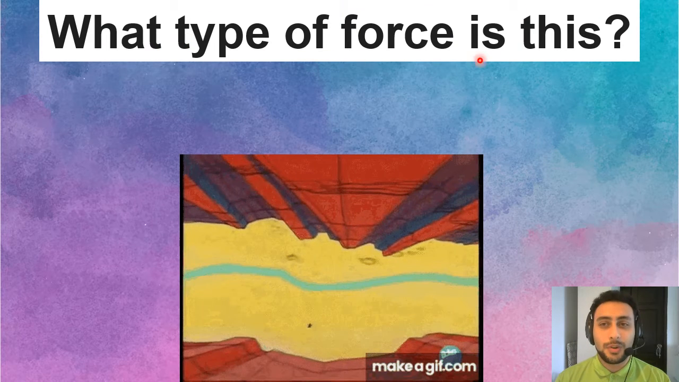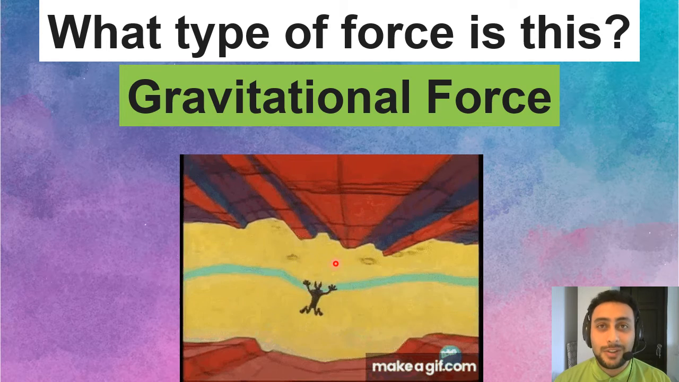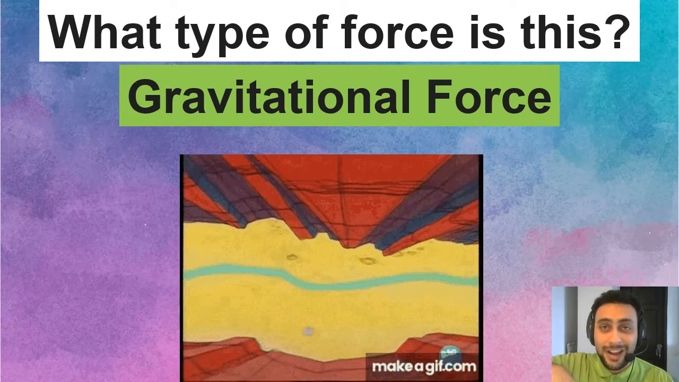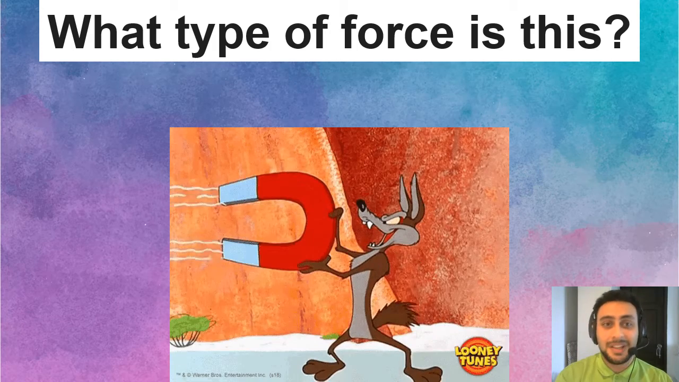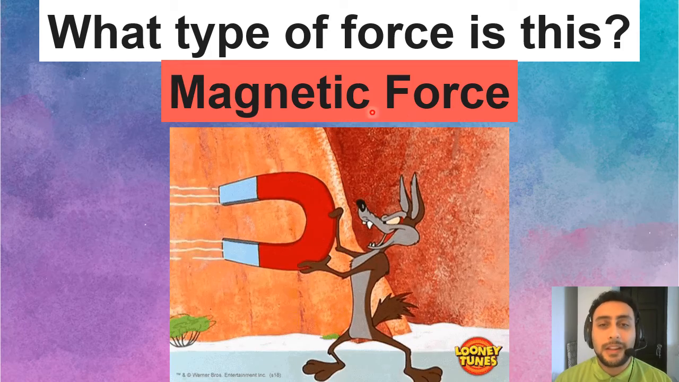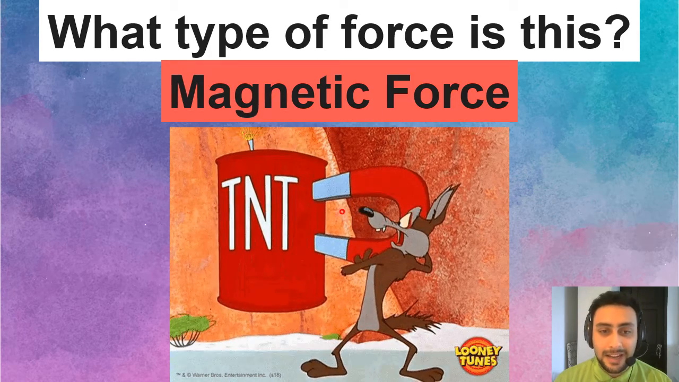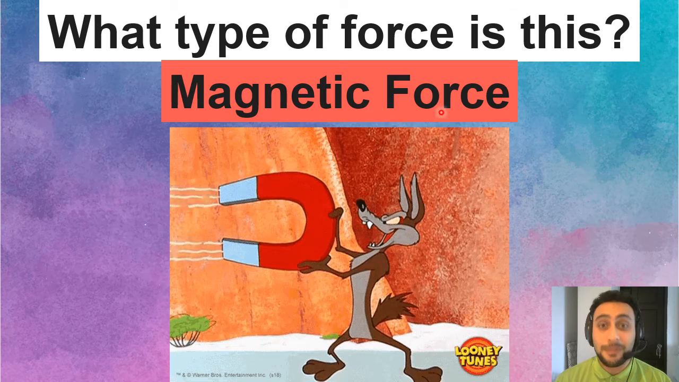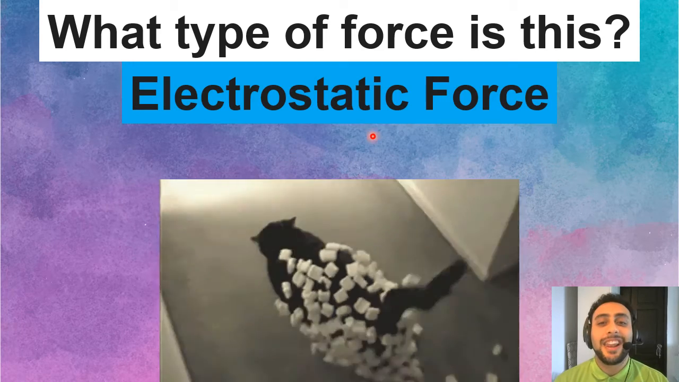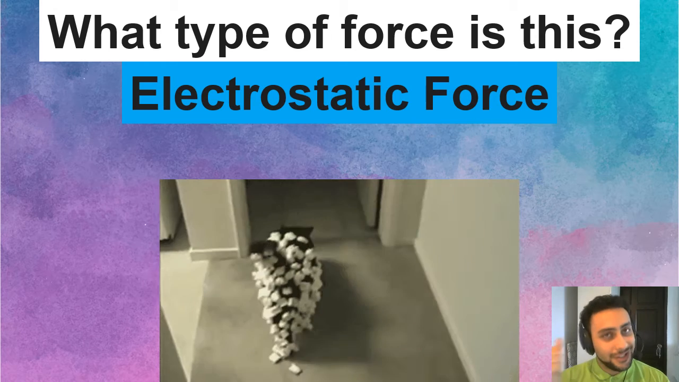Now, what type of force is this? Easy. It's gravitational force because he's falling towards Earth, right? Earth is attracting him. What type of force is this? Easy. Magnetic force. He has a big magnet, right? So it's magnetic force. What about this one? It's electrostatic force. Good job.